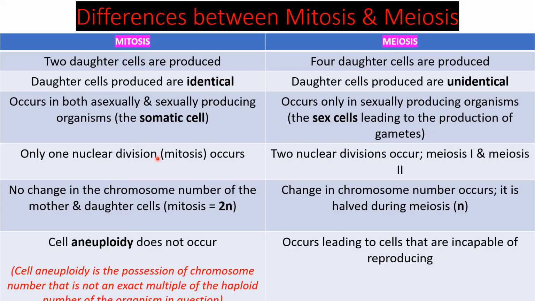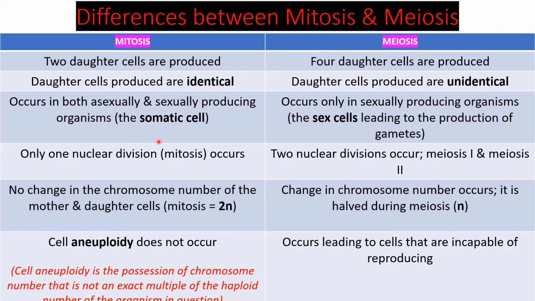In mitosis, only one nuclear division occurs. In meiosis, there are 2 nuclear divisions, hence we have meiosis 1 and meiosis 2. In mitosis, there is no change in the chromosome number of the mother and daughter cells. The diploid state is the default. In meiosis, changes in the chromosome number occur because it is halved. What we have is the haploid state.